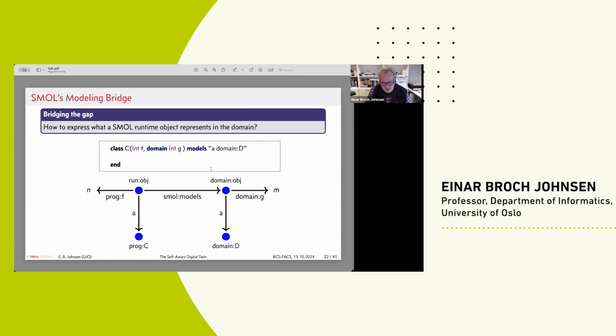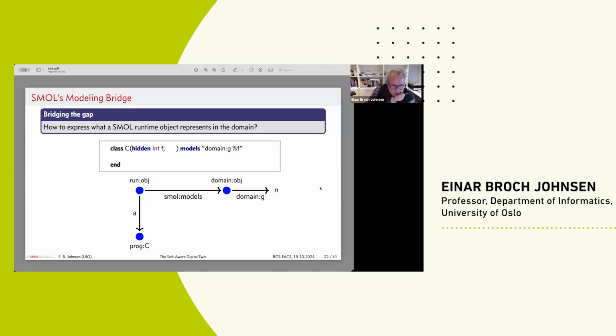And now we can stack these together, right? So we now have the runtime object, we have the domain individual. The runtime object is of class C, the domain individual is of concept D in the domain. And in addition, we have told the knowledge graph that this individual in the domain has a value M according to this relation G. So we are now building an increasingly more complex graph.